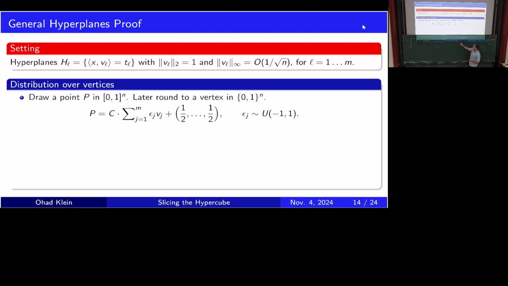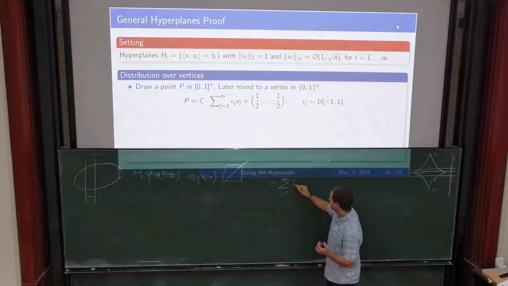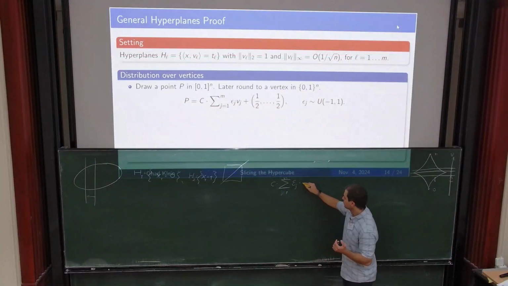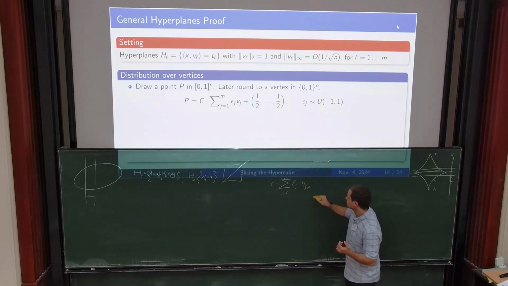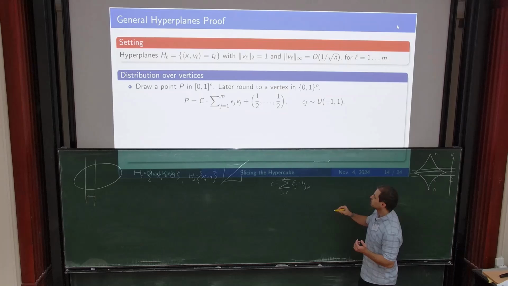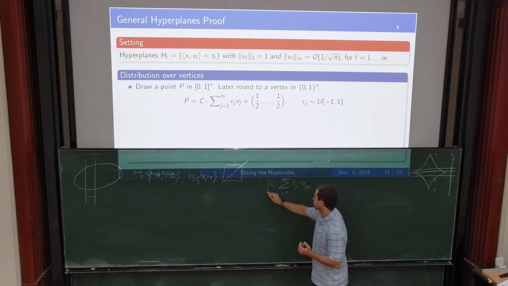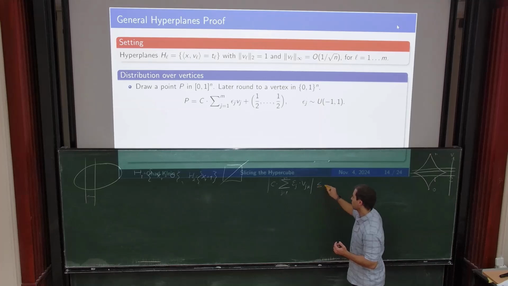Our point P is inside the solid cube, so we want that if you consider any specific coordinate, it is going to be smaller than 1. So let us consider some arbitrary coordinate k. We compute the sum from j equals 1 to m, and we look at j times vj at coordinate k, and forget the constant term. We want this to be smaller than 1.